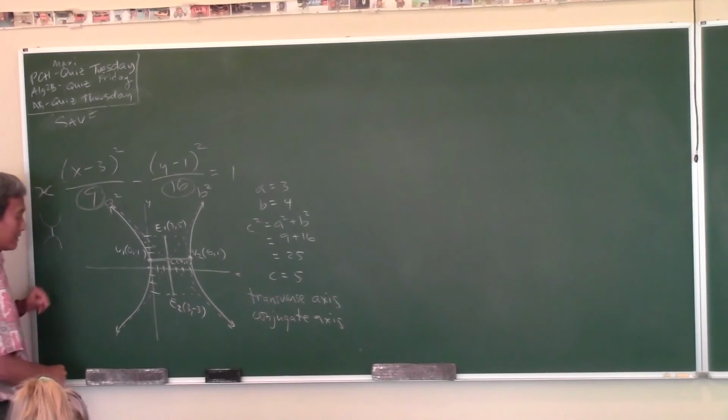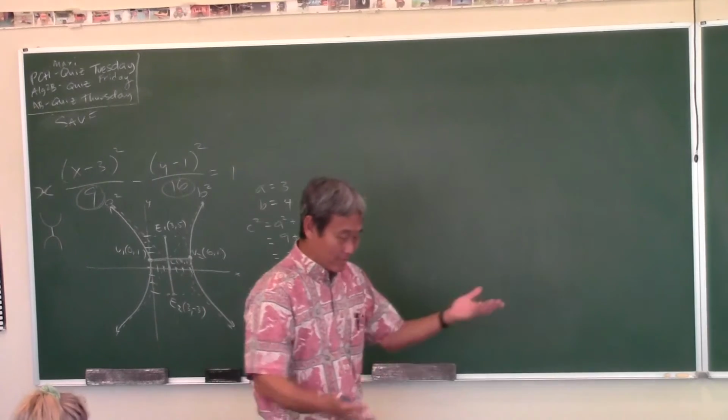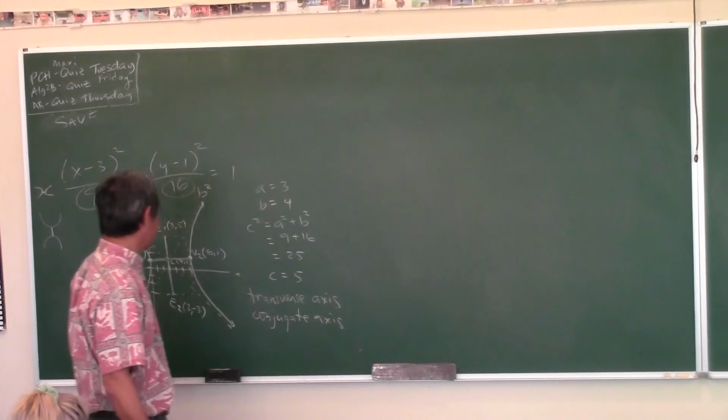Wait, if that's called the conjugate, why don't you label it E, for endpoint of the conjugate axis? Can you just label it C? No, because we use C for, okay, if you want to call it, you can call it whatever you want. I think the book calls it E, but who cares what the book is? You guys don't even look at it.